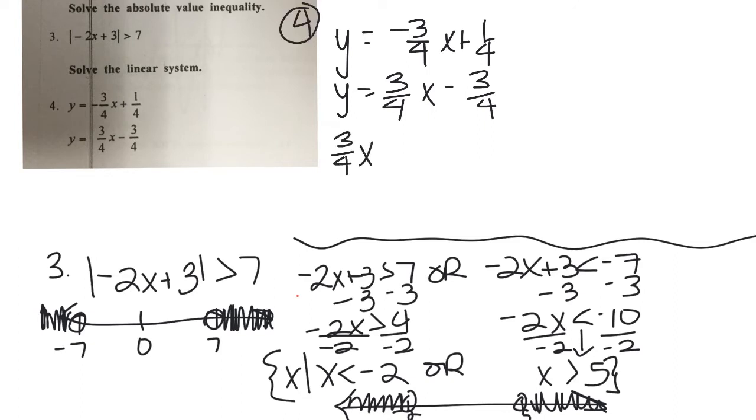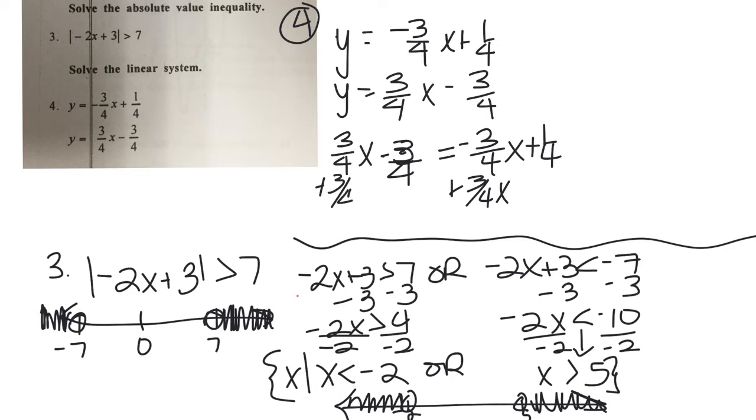3/4 x minus 3/4 equals negative 3/4 x plus 1/4. And then I'm going to add 3/4 x. And when I add 3/4 x plus 3/4 x, we get 6/4, which is 3/2. And then I'm going to add 3/4.